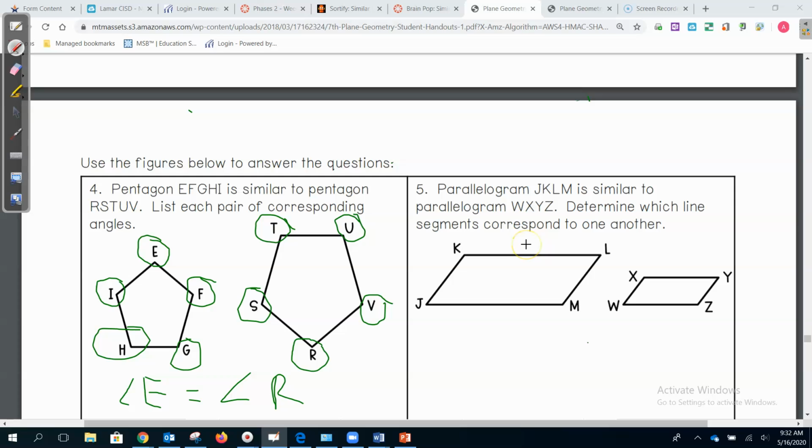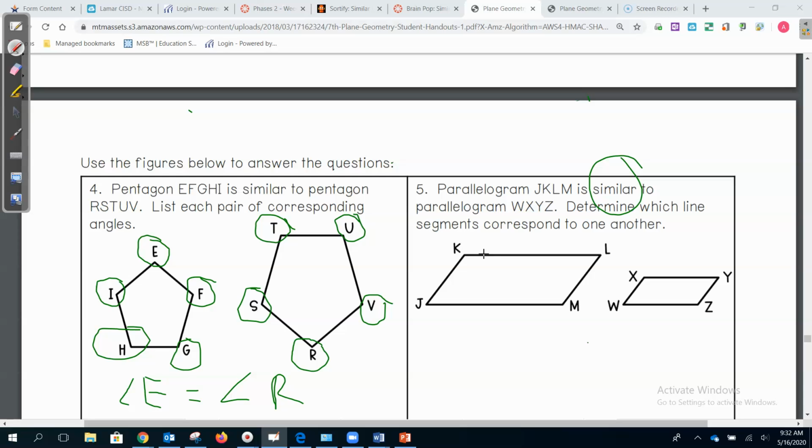For number 5, we have two parallelograms. Parallelogram JKLM is similar. Same shape, yes, definitely not the same size. JKLM is larger than parallelogram WXYZ. Determine which segments correspond to one another. So this is nice and straightforward. They have not flipped this for us. They haven't done anything crazy.